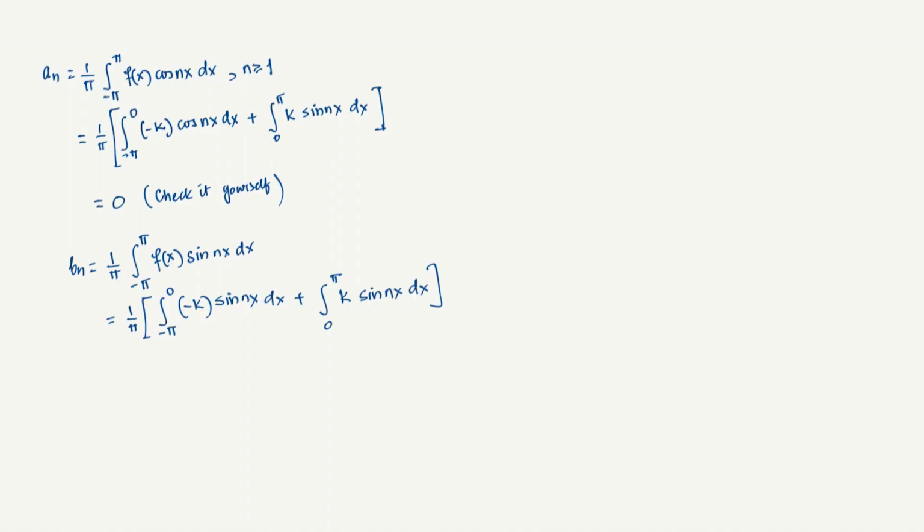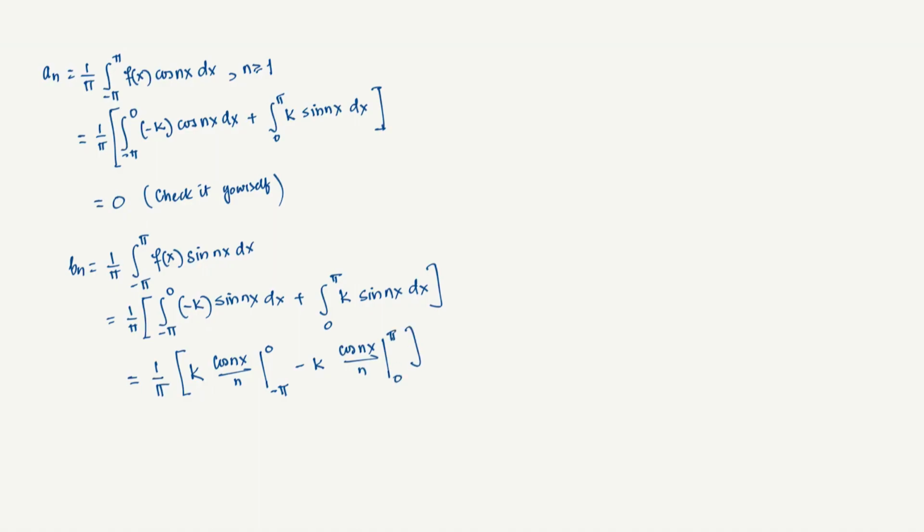Now let's do this. If you want to write it, it becomes 1 by pi, this minus this. So this one minus this one becomes 1 by pi, and then k times sine nx integrates to cosine nx by n. I have to evaluate it between minus pi and 0, and then minus k, and then cosine nx by n again, evaluated between 0 and pi.